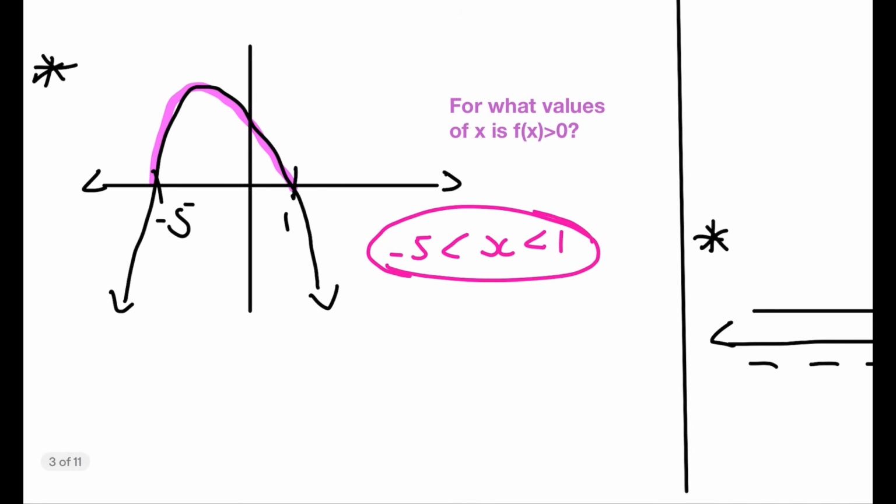Now mind you, in maths, you can only write a statement like this if you put less than and less than here. That's the only time it actually makes sense. So you will always actually write it like this, as long as it's one connected region.